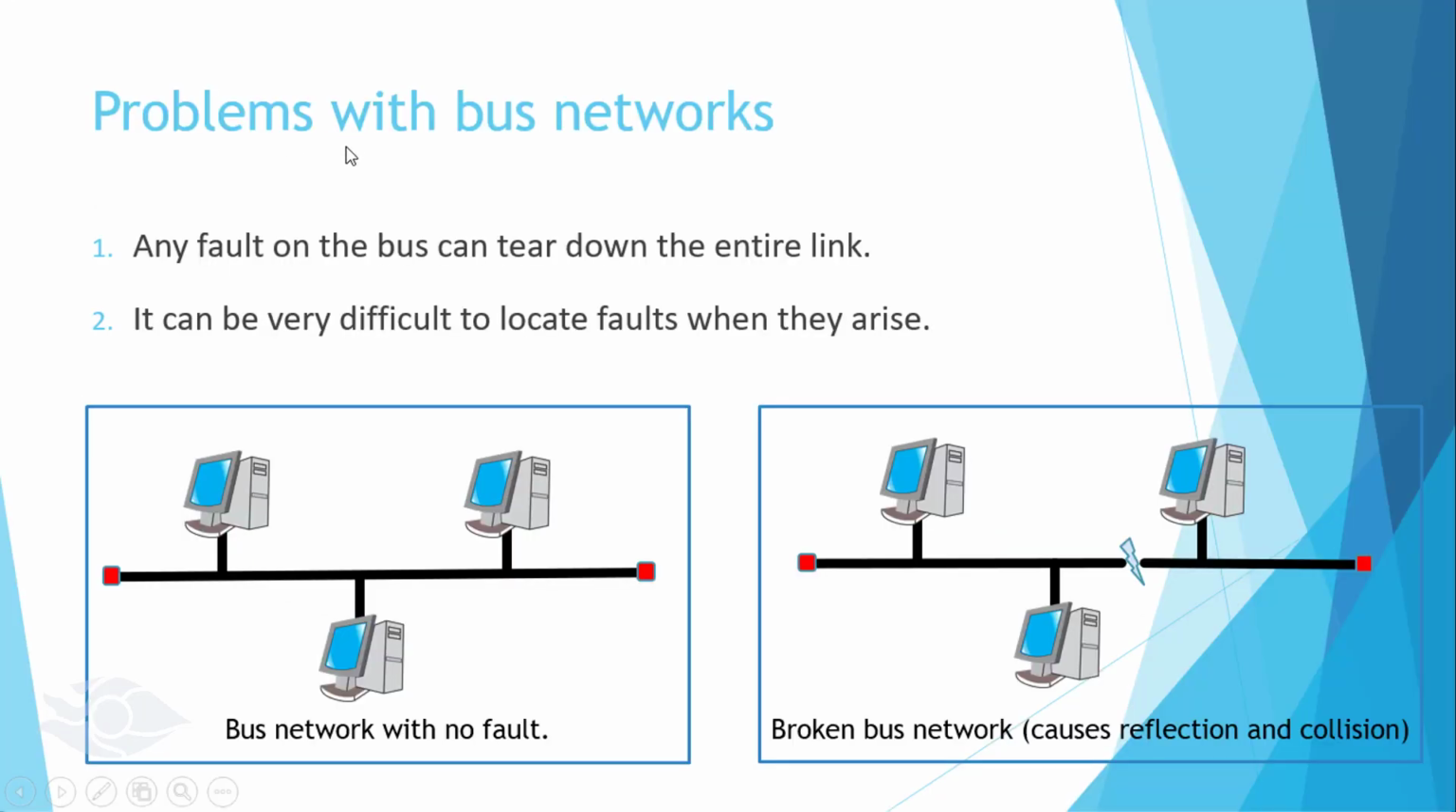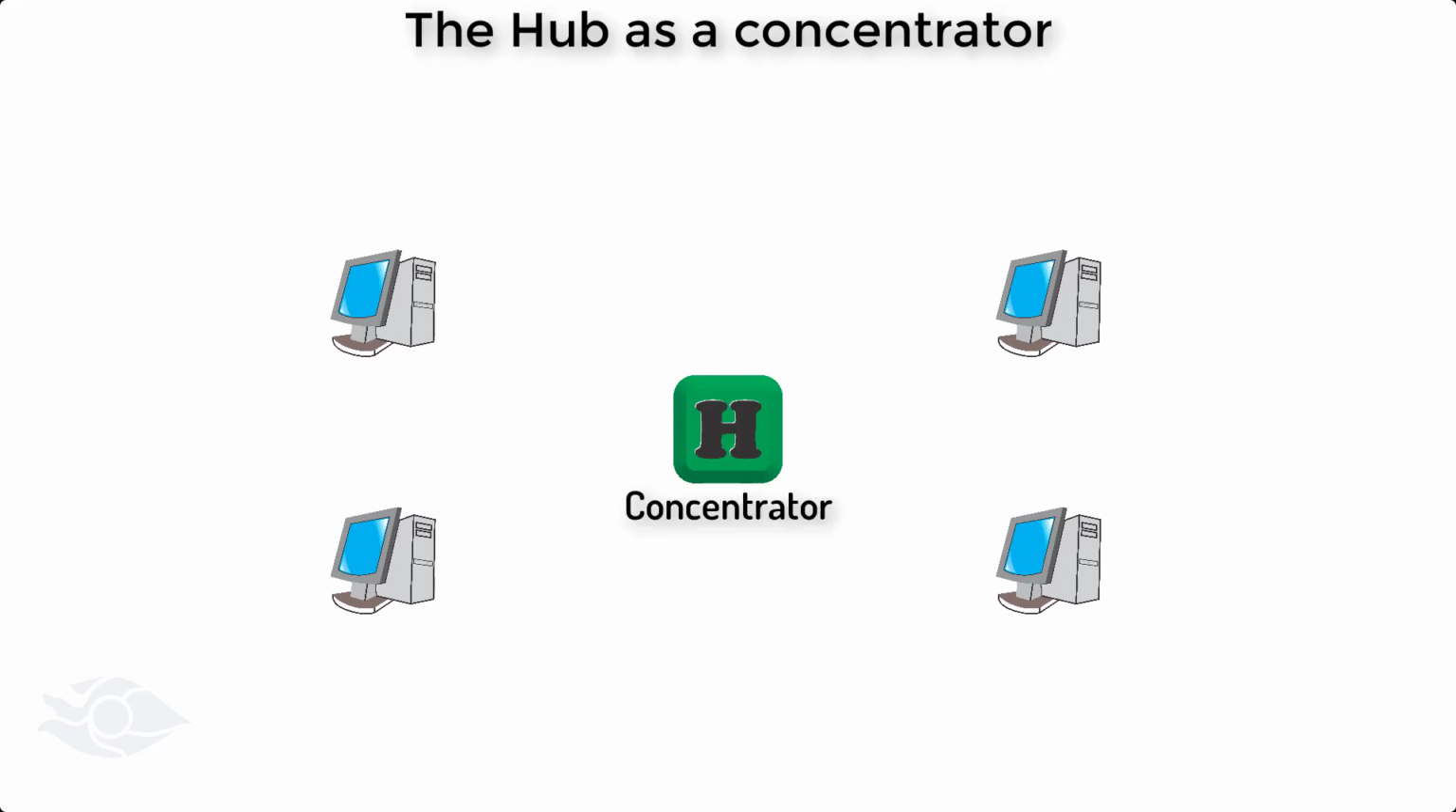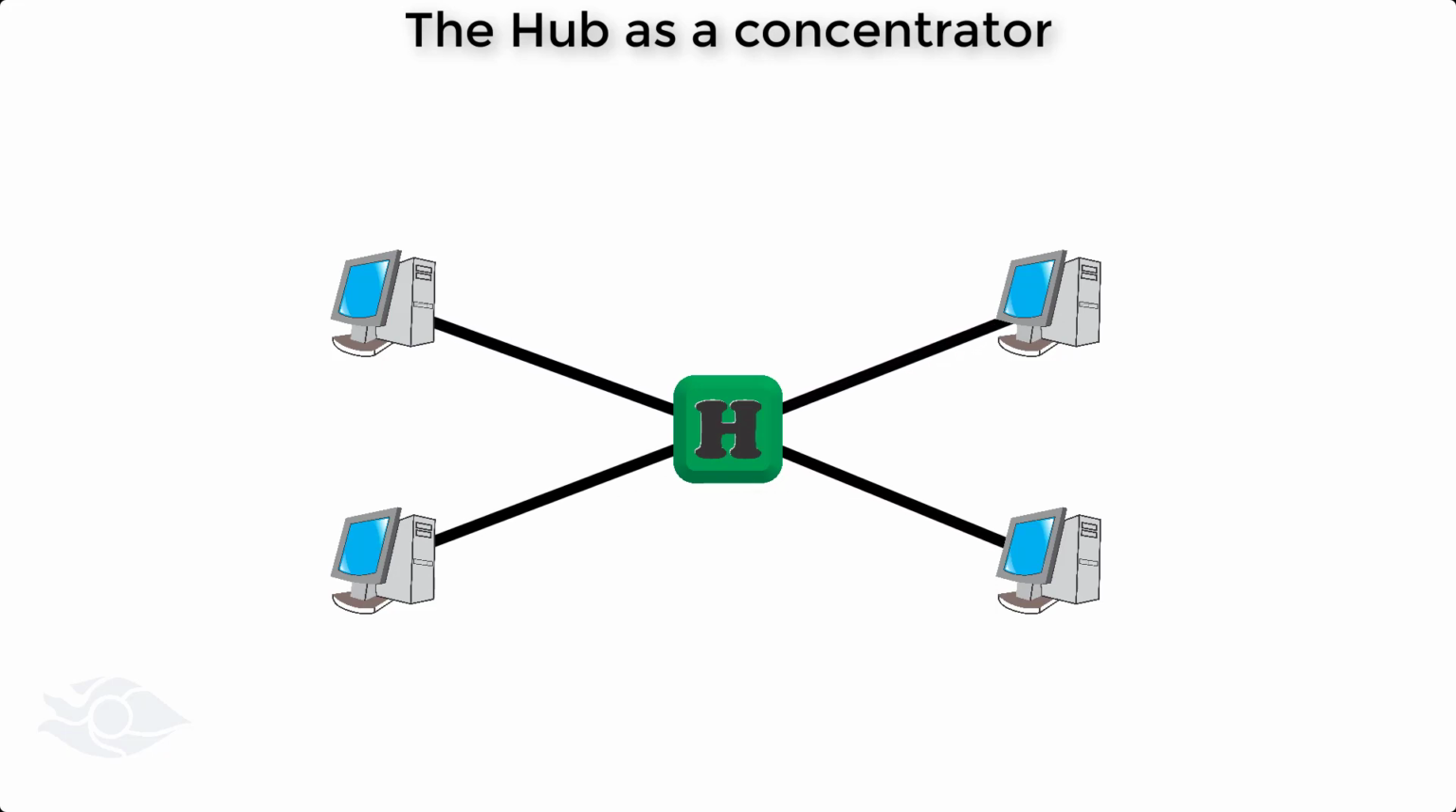The bus network, however, has two major problems. 1. Any fault on the bus can tear down the entire link. 2. It can be very difficult to locate faults when they arise. So because of this, a bus connection was replaced by the star connection using a hub. A hub functions as a concentrator. This means the hub is the center of the star connection where all other devices connect to.